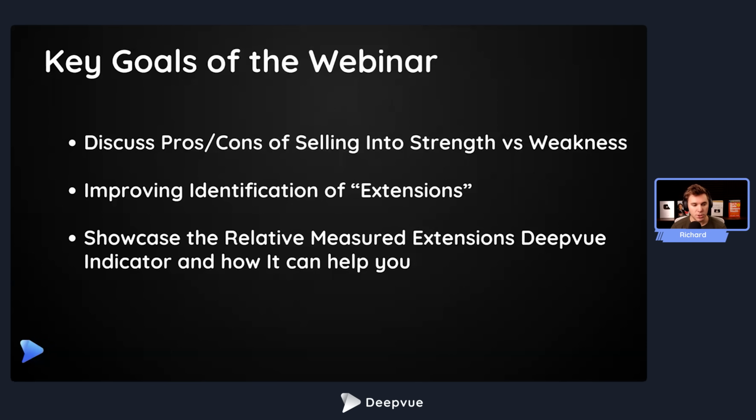And then we'll also be showcasing the relative measured extensions Deepvue indicator and how it can help you be more objective with your decisions. Every indicator we create has a purpose, and the purpose of this one is to help you identify objectively, hey, this stock is getting stretched from a moving average based on its character, based on previous trends, all of that. Maybe it's time to be less aggressive if you're looking to add, or more defensive even, and take them off the table when we do get to those extension levels.